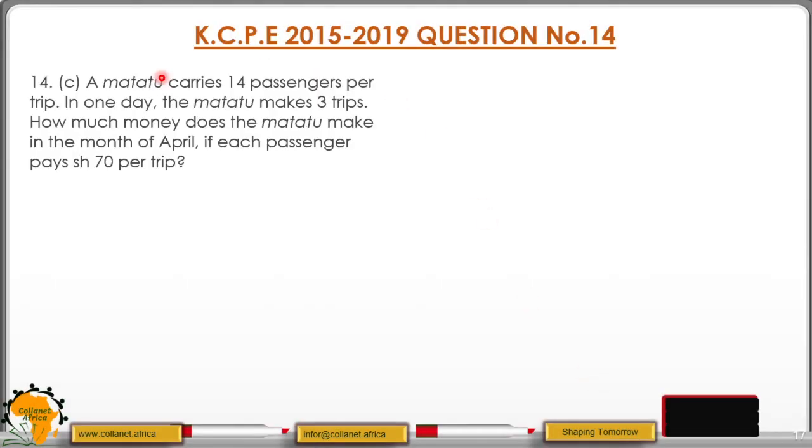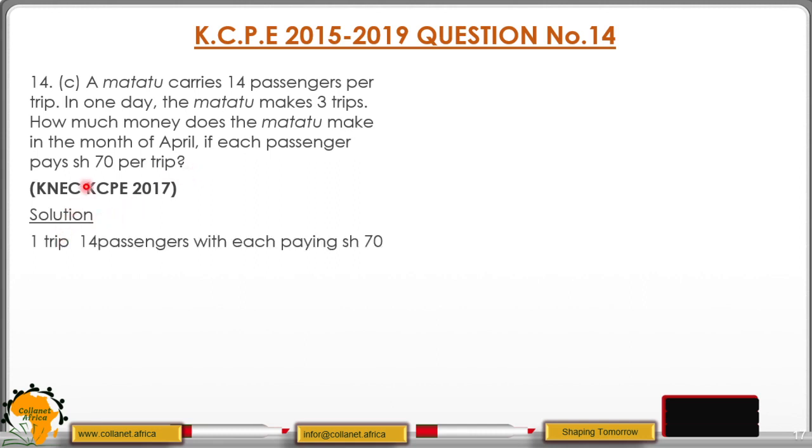We move on to part C14. A matatu carries 14 passengers per trip. Internalize that. One day, the matatu makes 3 trips. How much money does the matatu make in the month of April if each passenger pays Kenya shillings 70 per trip? In this case, you need to remember that the month of April has how many days?